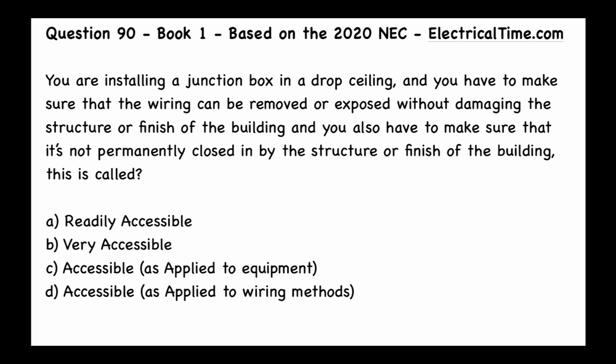You are installing a junction box in a drop ceiling, and you have to make sure that the wiring can be removed or exposed without damaging the structure or finish of the building. And you also have to make sure that it's not permanently closed in by the structure or finish of the building. This is called A, readily accessible, B, very accessible, C, accessible as applied to equipment, or D, accessible as applied to wiring methods.